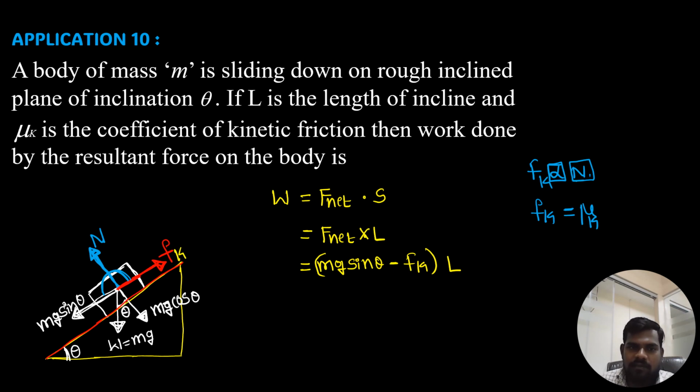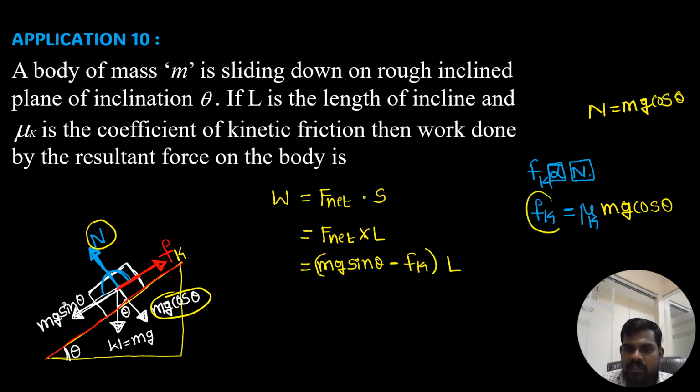You can see the diagram. The normal reaction N is equal to mg cos theta, from the y-axis. So N is mg cos theta. This f k value I will substitute in the work formula. So finally W is equal to mg sin theta minus f k, which we found as mu k mg cos theta, into L.